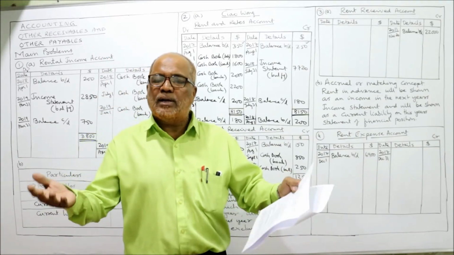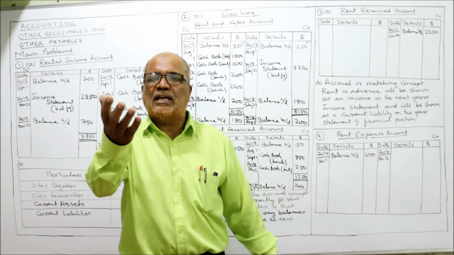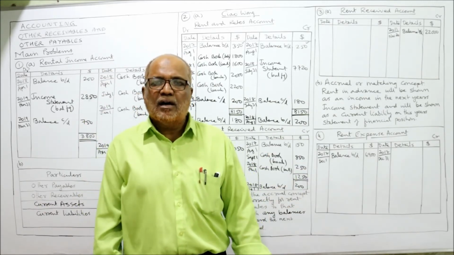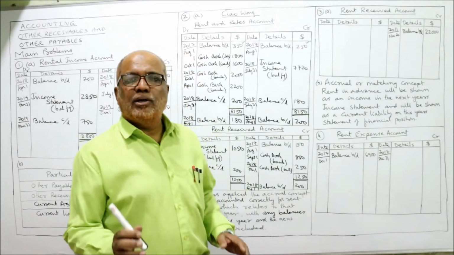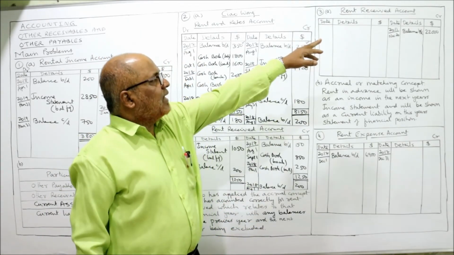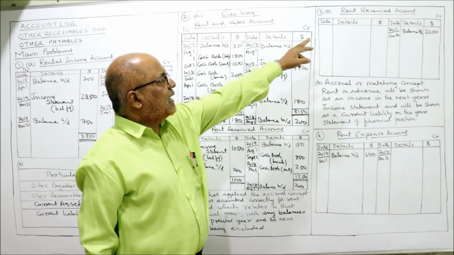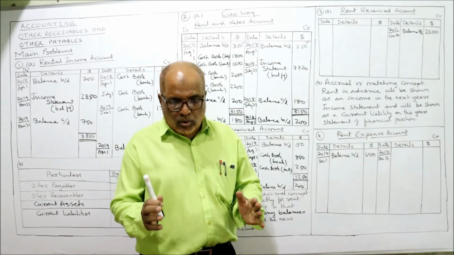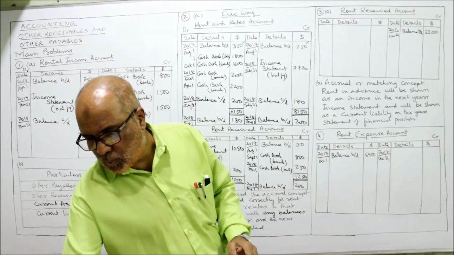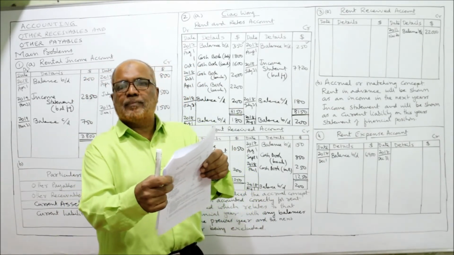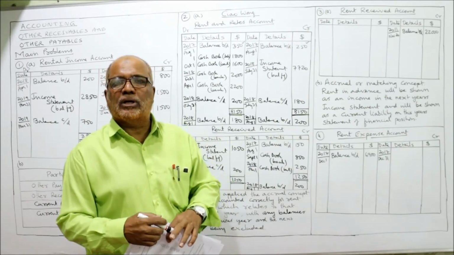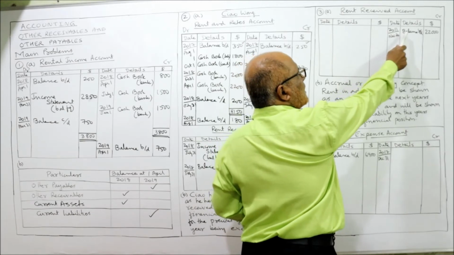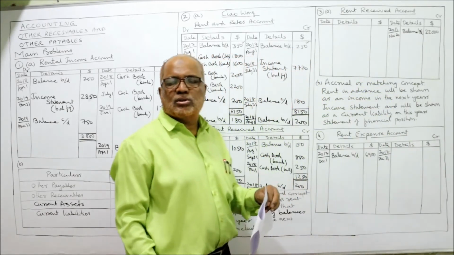We know the accounting concept applied for other receivable, other payable is the accrual concept. He has applied the accrual concept. Now, you can see here the rent received account: date, detail, dollar, date, detail, dollar. It is given in the problem, 20th November 2011, there is a credit balance of 22,000. So here I have taken 20th November 2011, balance brought down 22,000.